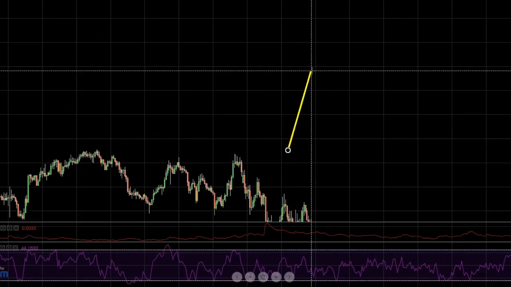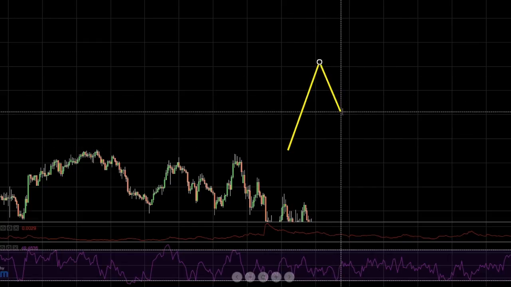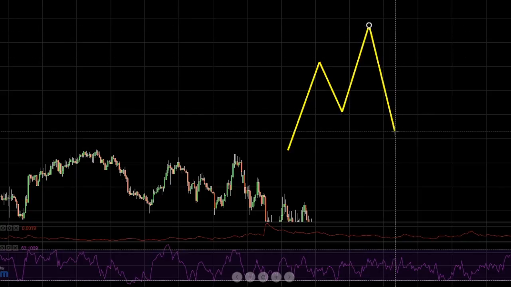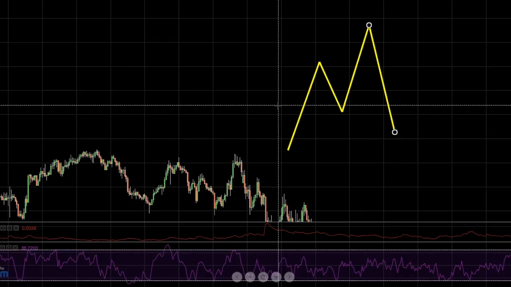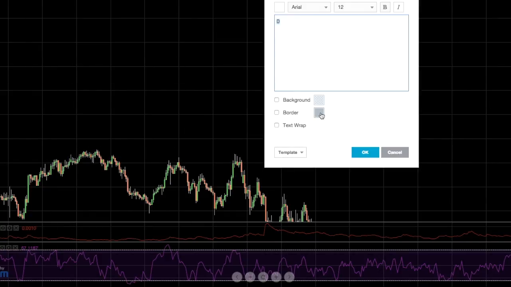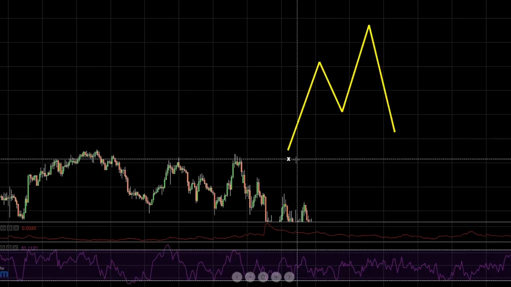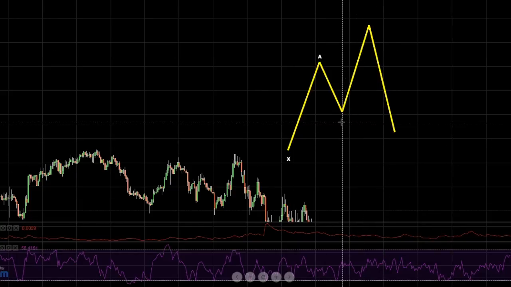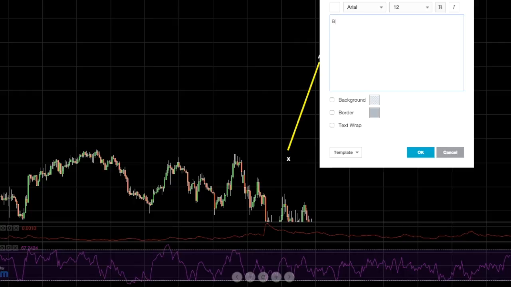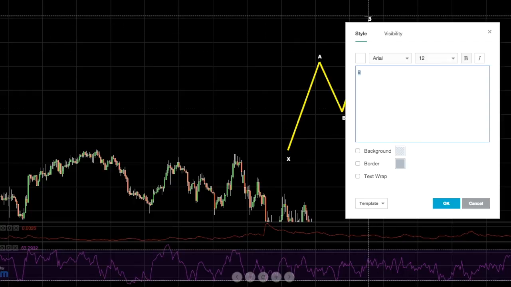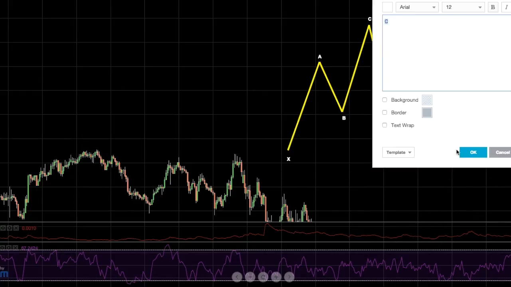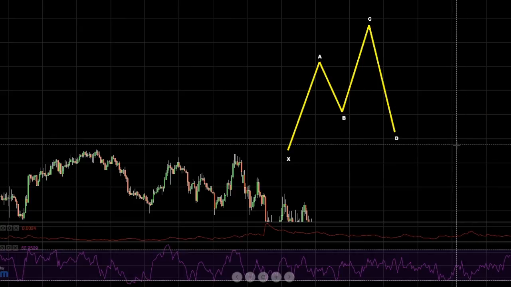So we have our impulse leg, we have our first retracement, we have our second leg up, and we have our completion point. So let's measure this thing out and write in the points of the pattern. So we have X, we have A, B, we have C, and finally we have our D completion point, which is D.